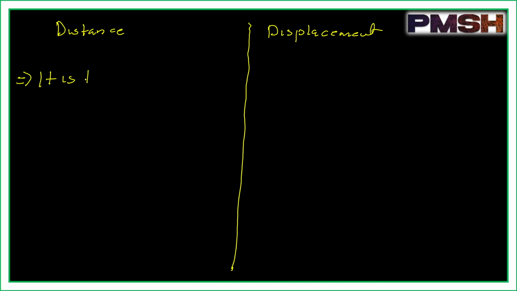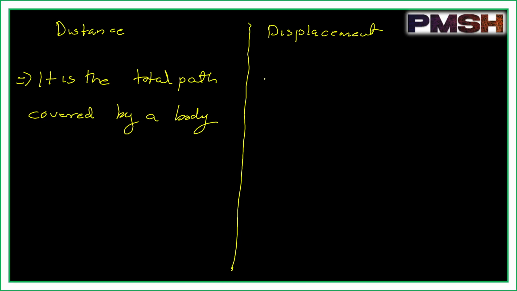So here is distance. Let us make a box. Here is displacement. There are two columns. So what is distance? Distance, it is the total path covered by a body.